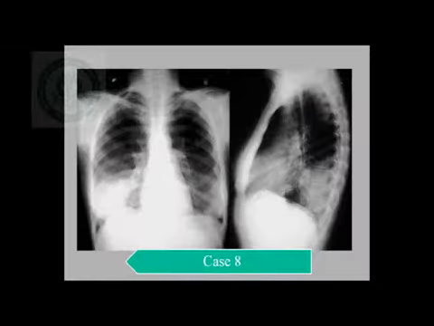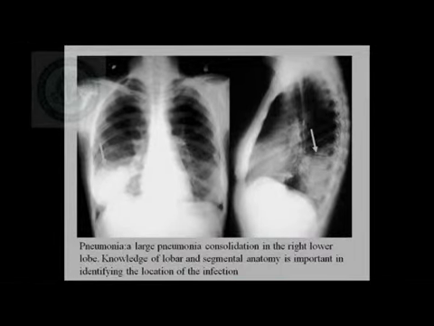Now, this case shows an opacity in the right lower lobe, and the opacity is overlapped with the breast shadow. So, to define the opacity more, as I have told you earlier, we have taken a lateral view wherein the opacity is confined to the posterior segments of the right lower lobe. Again, a consolidation in the posterior segment of the right lower lobe.